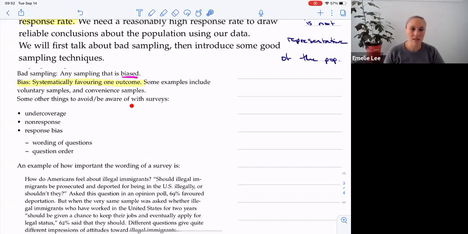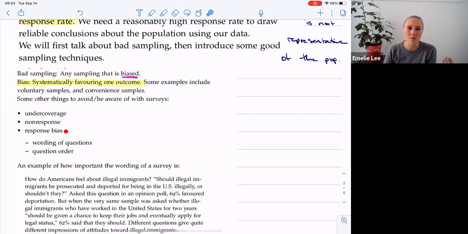Okay. Some other things to avoid, and then I say be aware of, right? Because sometimes they're unavoidable, right? Sometimes it's just a thing that we need to add into our report and just say, oh, and by the way, we had undercoverage. Undercoverage is where maybe there's a certain demographic that you meant to have in your sample, but you couldn't get to because they wouldn't answer your survey, right? Maybe there's a non-response, right? Maybe people are just not filling in the survey in general, right? Maybe you have a low response rate.